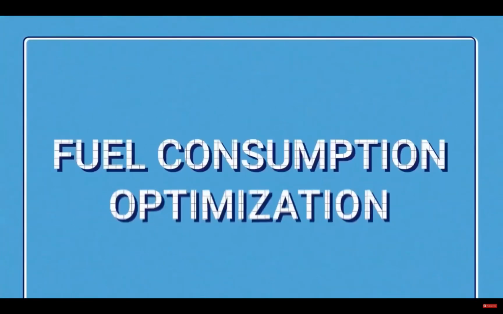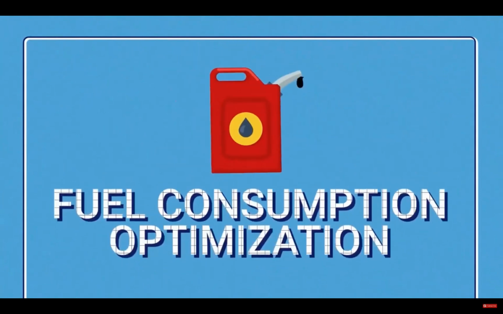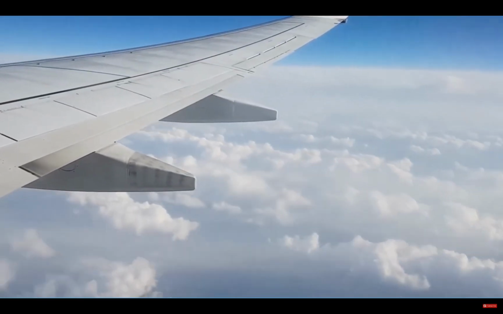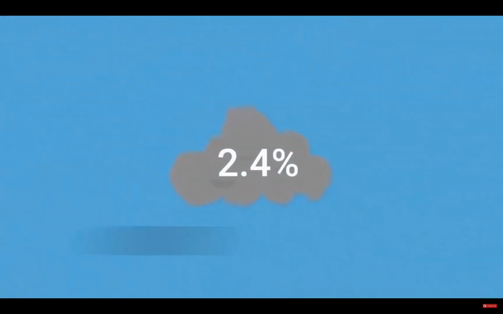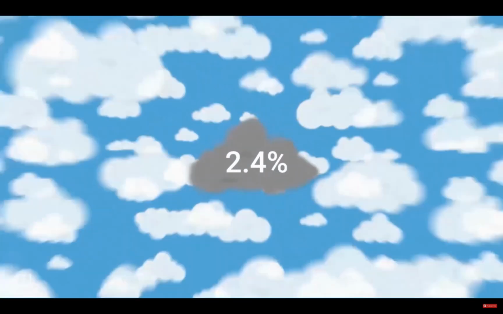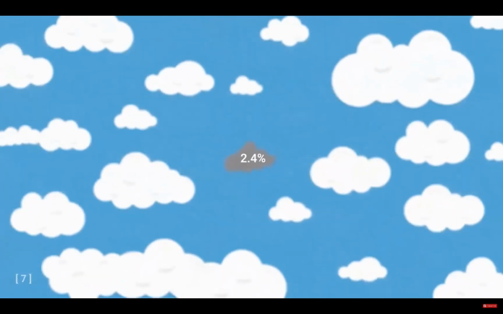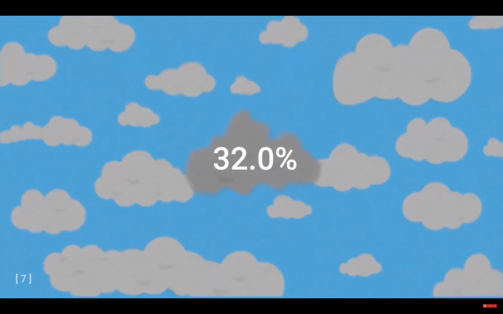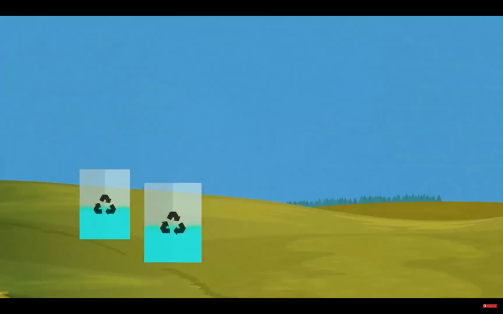Fuel consumption optimization. Commercial aviation contributed 2.4% of global CO2 emissions from fossil fuel use in 2018. The percentage doesn't seem significant, but here is another fact. Carbon emissions increased by 32% over the past 5 years. That's why aircraft manufacturers and airlines are looking for ways to improve their fuel efficiency.